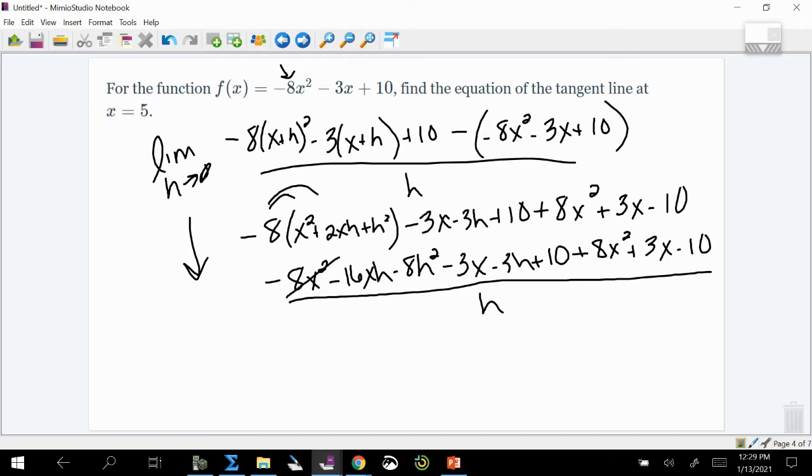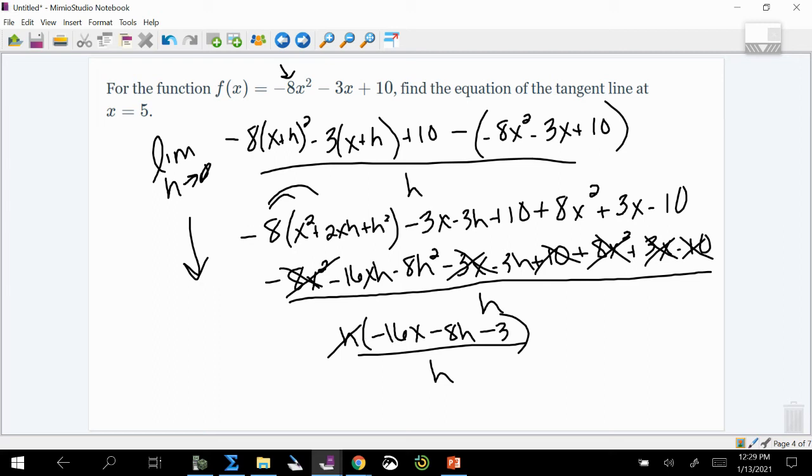So I've got a negative 8x squared and a positive 8x squared. I've got a negative 3x and a positive 3x, and I've got a positive 10 and a negative 10. Usually you get some quick things that cancel. Next thing I notice is everything that did not cancel in the numerator still has an h in it. So I'm going to factor out that h, which leaves me with negative 16x minus 8h minus 3. So then the h that I factored out will cancel with the h in the bottom.